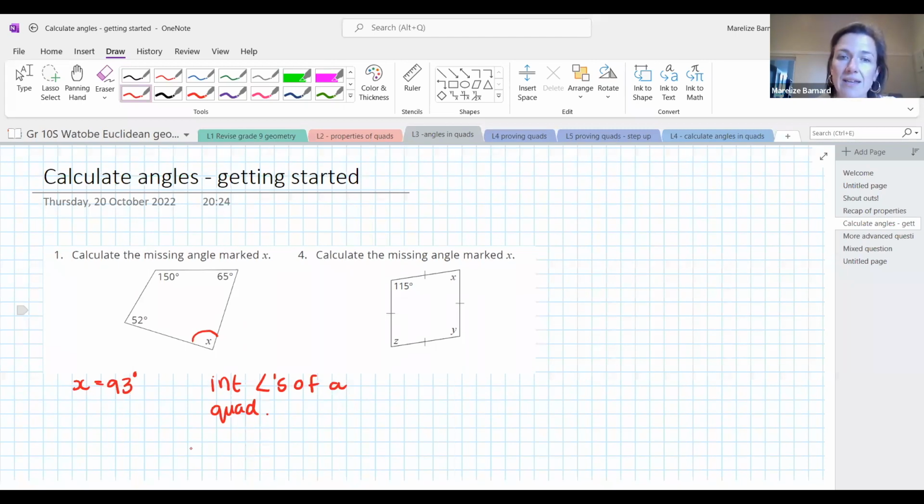Now, let's go to the next one. Nishan is giving us answers for the next one already. First, the first thing you do is identify the quadrilateral.